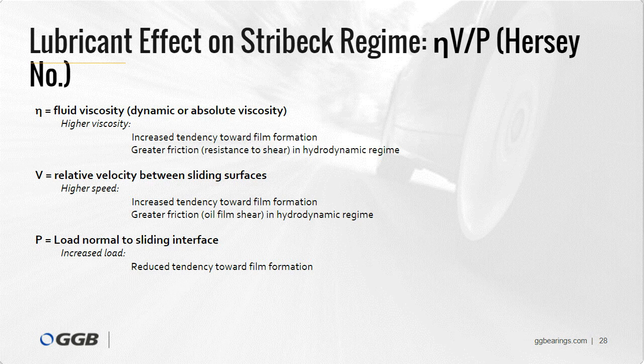And then finally, we'll look at the load normal to the sliding interface. We can increase the load to a certain extent, but at some point, the load becomes too much for the film to support. So increasing loads tends to reduce the tendency of film formation. Again, thinking about the Stribeck curve, since this term is in the denominator, increasing it will reduce the value on the x-axis, bringing us more towards mixed film or even boundary lubrication.